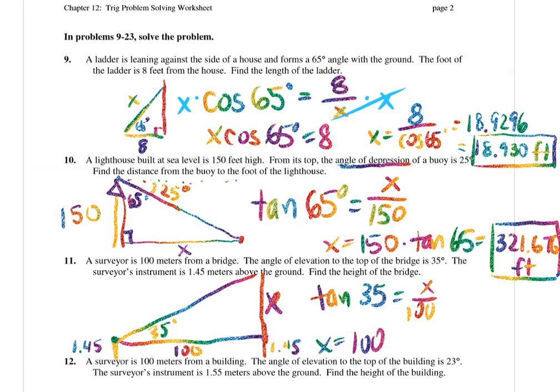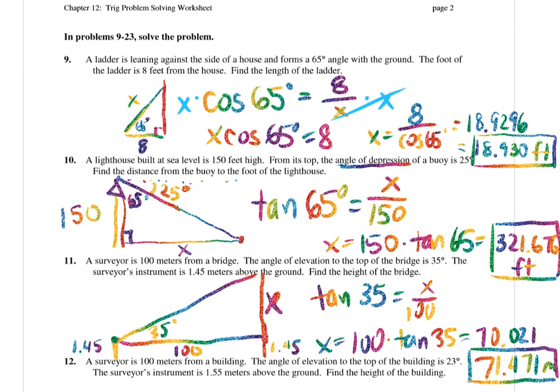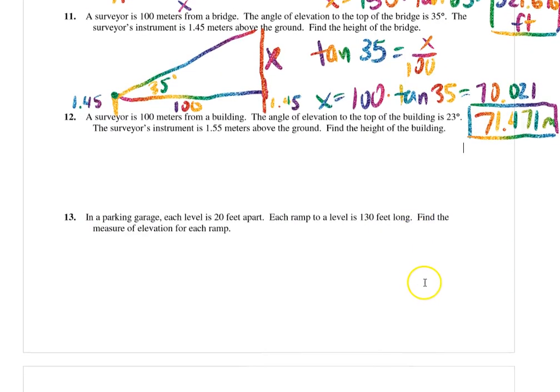Multiply both sides by 100. I would get 70.021. So that's the height of x right now, but we need that little bit that's added from the instrument. So plus 1.45 would give me 71.471 meters. Okay, I'm not going to do number 12 because it's actually really similar. But I wanted to look down at number 13 because that one's slightly different.